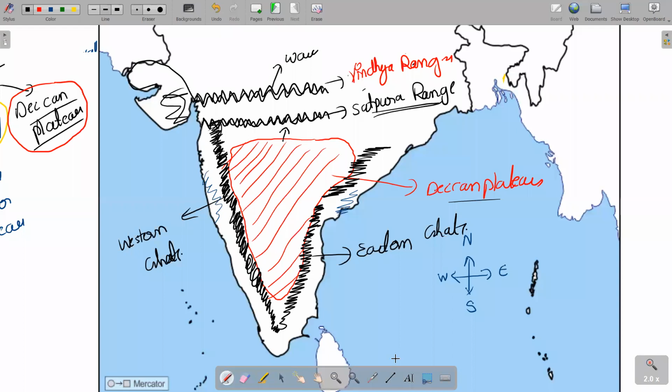The Western Ghats run from this point to the bottom side, and the Eastern Ghats run from this side to the bottom side up here. And at the bottom, wherever these two meet, that is called the Nilgiri Hills. The Western Ghats and Eastern Ghats unite at one point at the bottom, which is called the Nilgiri Hills.